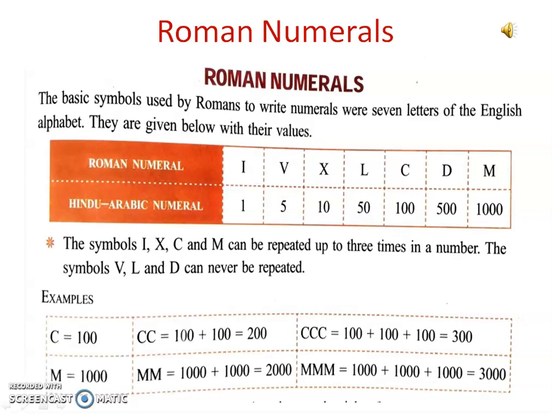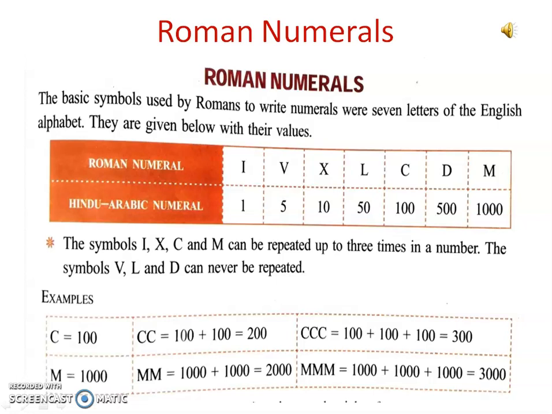You can see 1 is written with the symbol I, 5 with the symbol V, and 10 with X. 50 is written in Roman by L, for 100 we use C, for 500 we use D, and for 1000 we use the capital letter M.